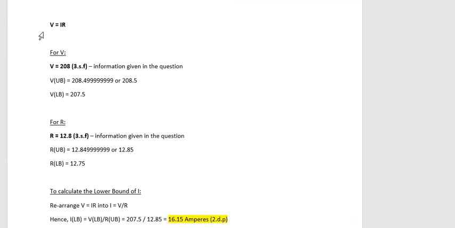Okay, so first of all, we take the value for V that they've given us, 208 volts, and we work out its upper bound. So the upper bound, to all intents and purposes, is 208.5 volts, and the lower bound is 207.5. We then look at the R value that they've given us. They've given us the R is 12.8, correct to three significant figures. And once again, we work out the upper bound, which is 12.85, and the lower bound, which is 12.75.